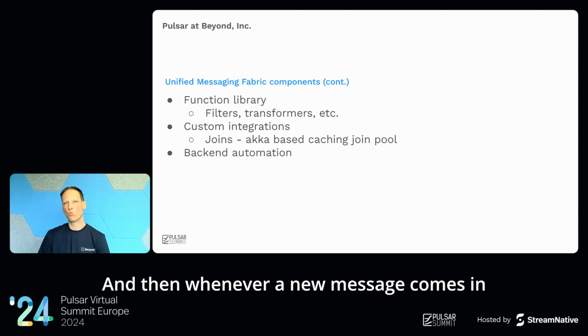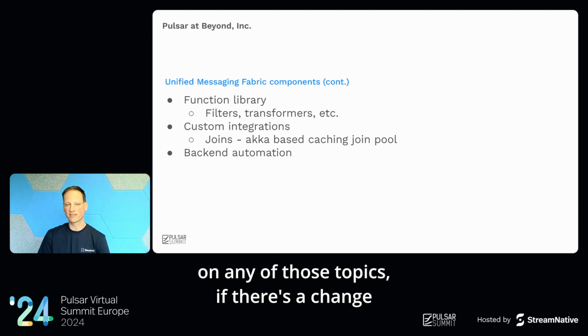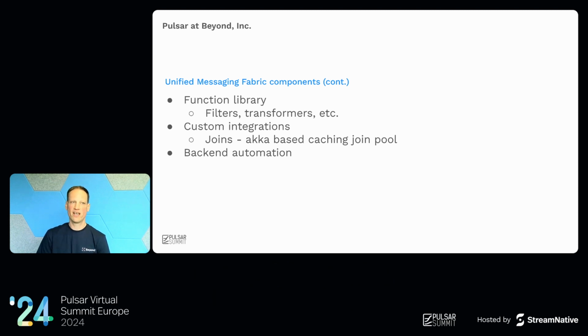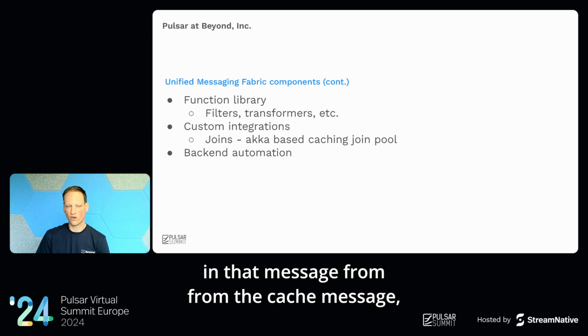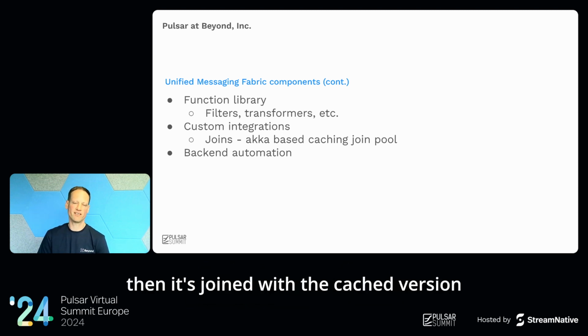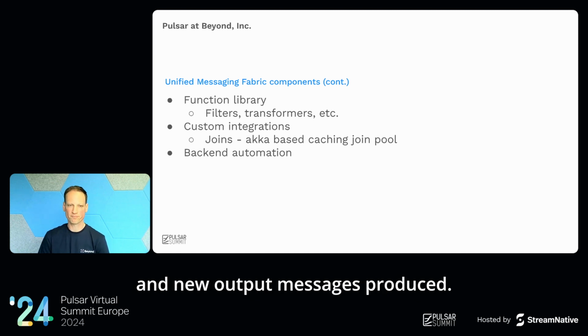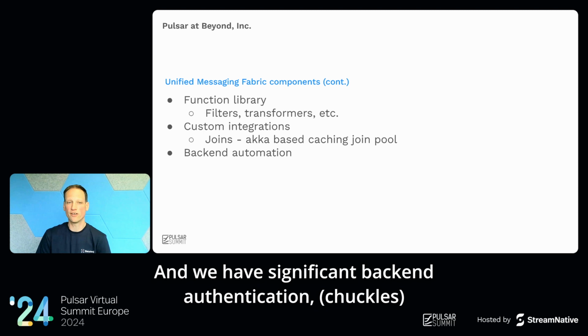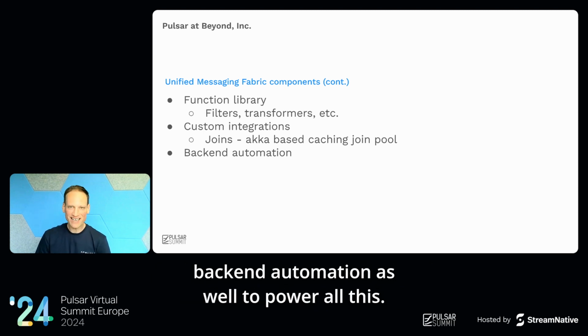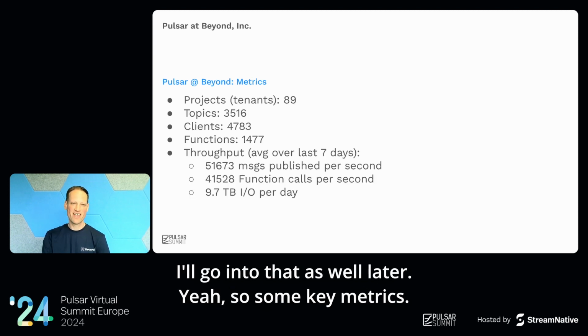Whenever a new message comes in on any of those topics, if there's a change in that message from the cached message, then it's joined with the cached version of the messages on the other topics, and a new output message is produced. And we have significant back-end authentication and back-end automation as well to power all this. I'll go into that later.